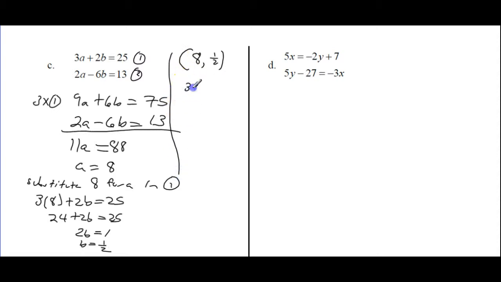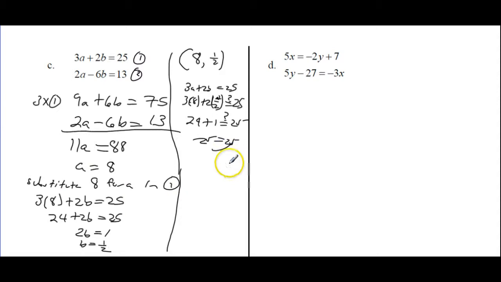We're going to squeeze the verification in here, so 3a plus 2b equals 25. 3 times 8 plus 2 times 1/2. Is that 25? 24 plus 1 is that 25? And 25 is 25. And let's get oriented on the tablet here. 2a minus 6b is 13. 2 times 8 minus 6 times 1/2. Is that 13? 16 minus 3, is that 13? And 13 is 13. So yes, it is. Check. And this is the solution to the system.